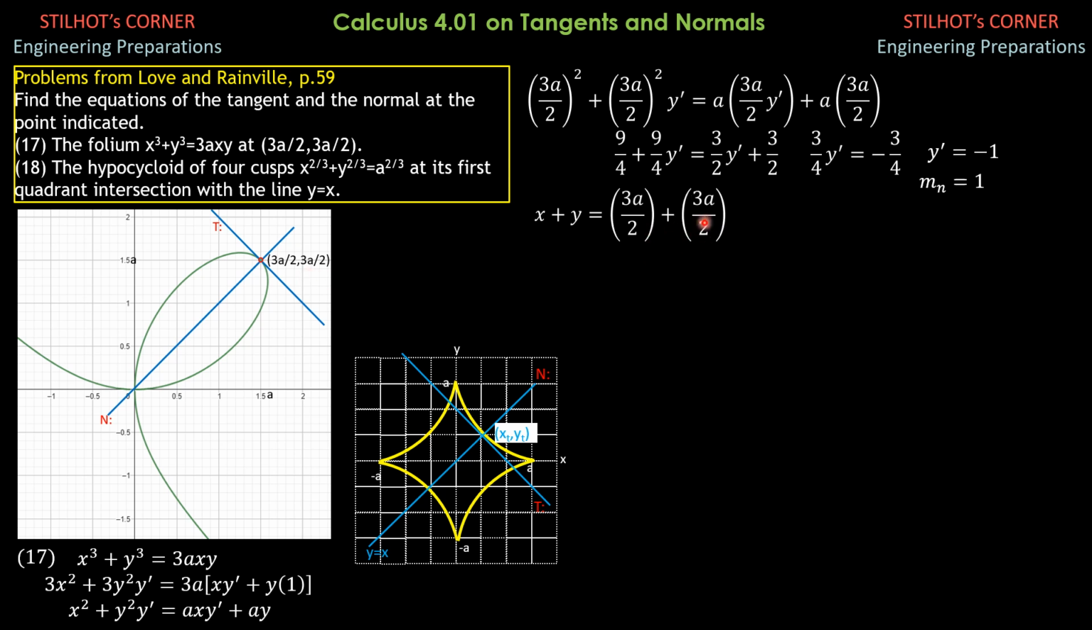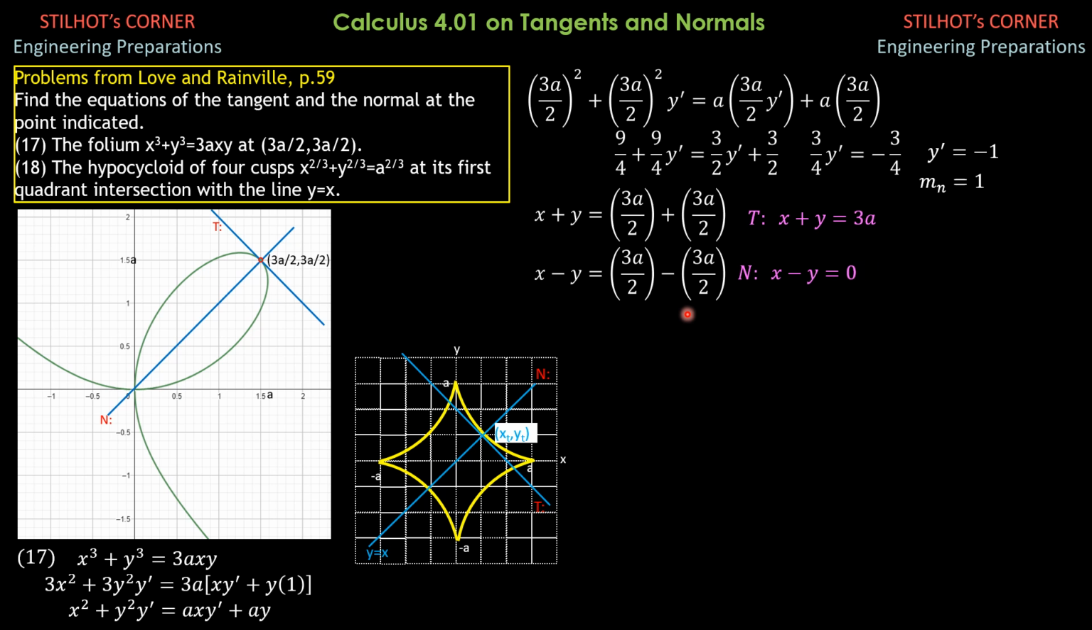Since 3 halves of a plus 3 halves of a is 3a, the equation of the tangent is x plus y equals 3a. If the equation of the tangent is x plus y equals 3a, the normal will have the form x minus y equals a constant: x1, the x of the point of tangency, which is 3 halves a, minus y1, which is also 3 halves of a. That's why the equation of the normal is x minus y equals 0.